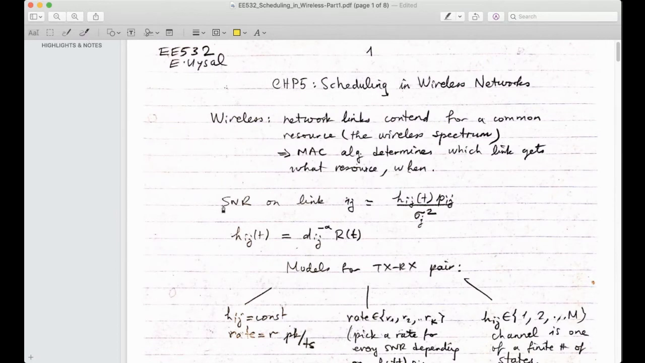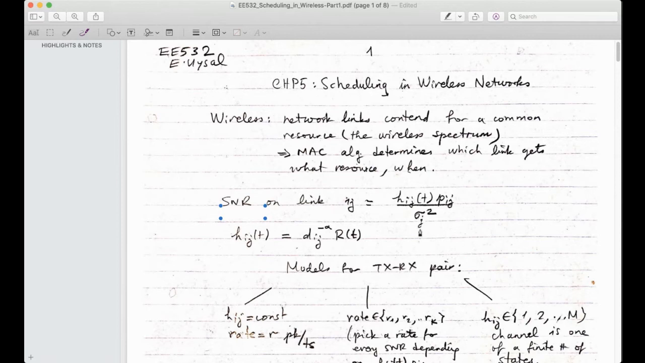Let me see. So let's start by defining an SNR for user IJ. So what do we mean by a user? We think about a transmitter and a receiver. Let's call them I and J. The SNR, the signal to noise ratio on link IJ, will be simply given as the following: Hij of t, Pij over sigma j squared.